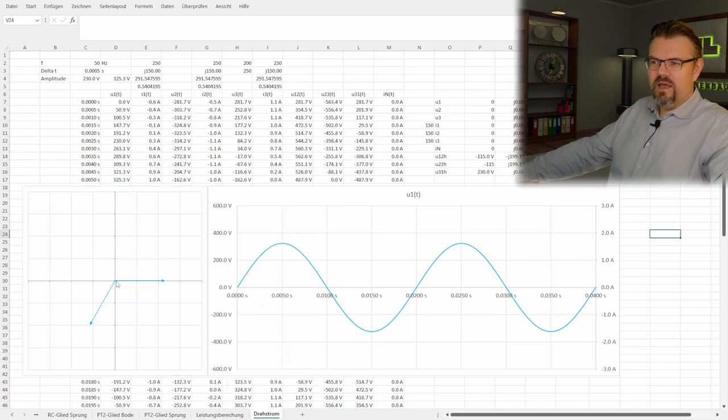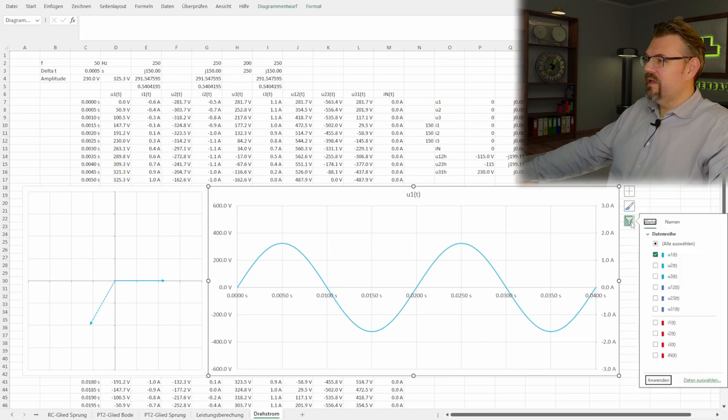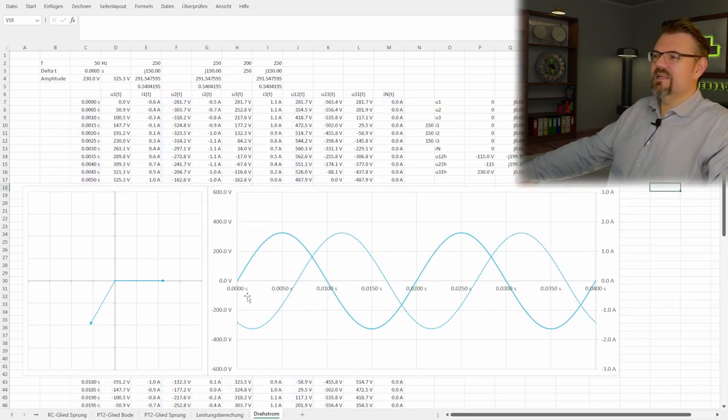Let's have a look at how U2 would look. This is how U2 looks. We are 120 degrees behind. What would it look like in the time diagram? This is how it looks in the time diagram. We are one third of the period behind. Here we are at zero, and here the next wave, U2, is starting. We are one third of 20 milliseconds behind, because a full period is 20 milliseconds at 50 hertz, and we are a third of a full circle behind, 120 degrees. This is how this fits together.